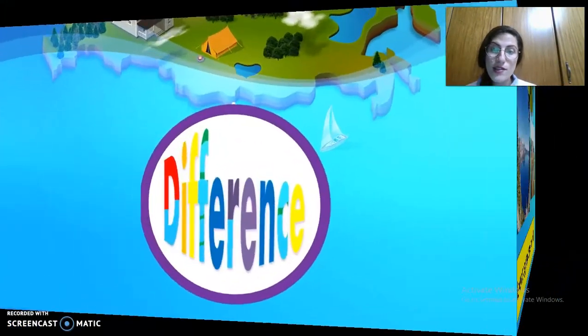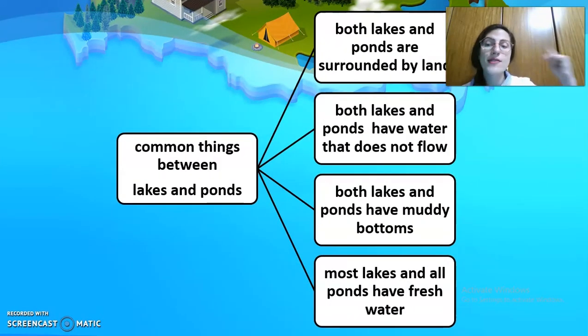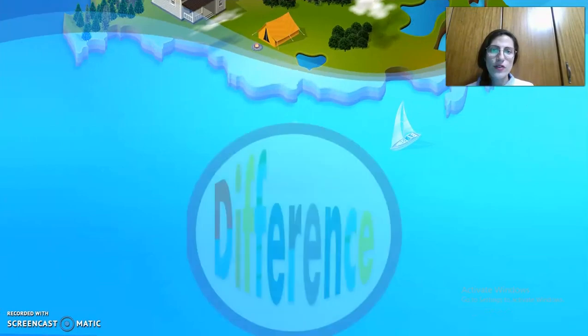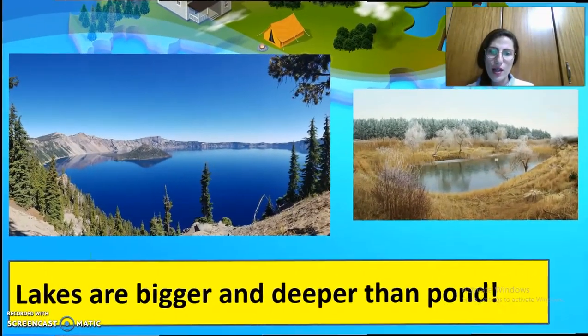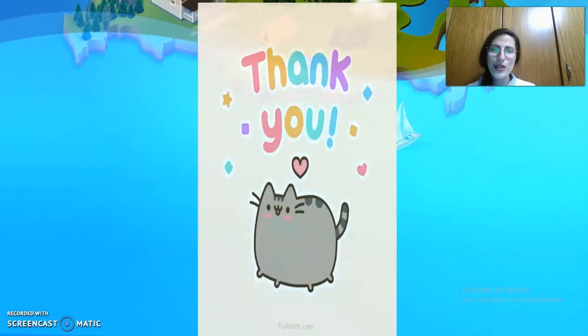Let's go again one more time. How are they alike? Are you guys ready? Both lakes and ponds are surrounded by land on all sides. Both lakes and ponds have water that does not flow. Both lakes and ponds have muddy bottoms. And most lakes and all ponds have fresh water. Now, let's move on. How are they different? Lakes are bigger and deeper than ponds. Thank you. That's all.